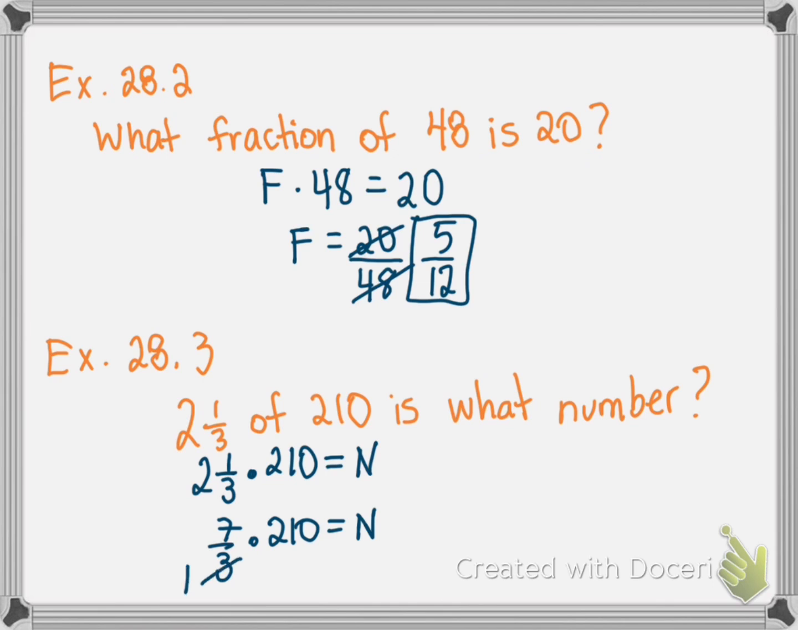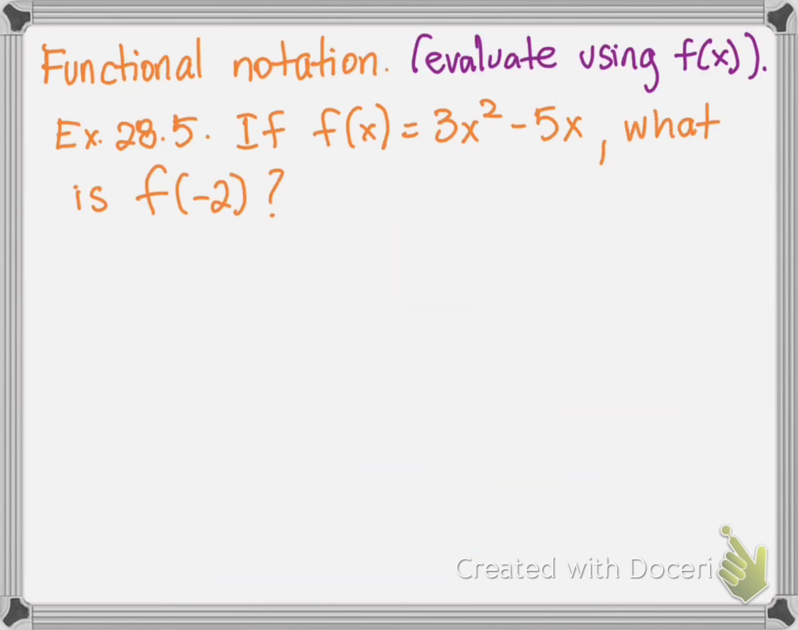So again, I divide by 3, which is 1. And if I divide 210 divided by 3 is 70. And now we just have to multiply 7 times 70, which is 490. And that's our number. In the second part of the lesson, what we're going to review is the functional notation.